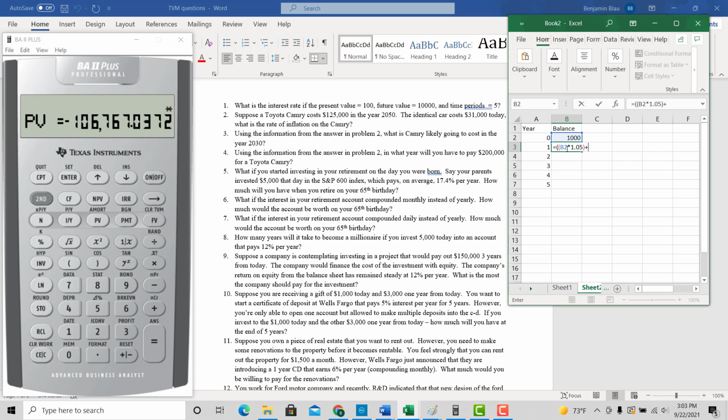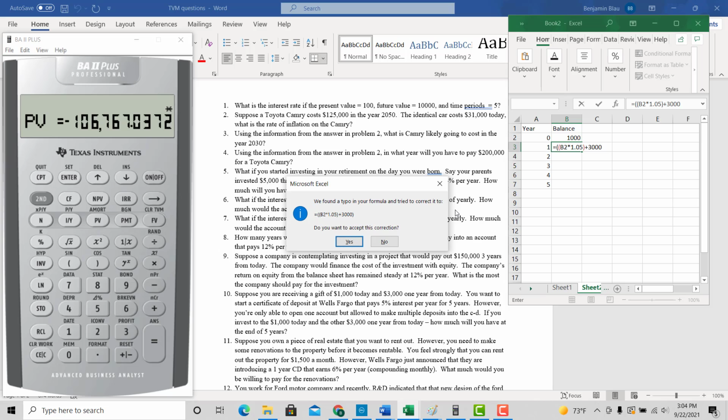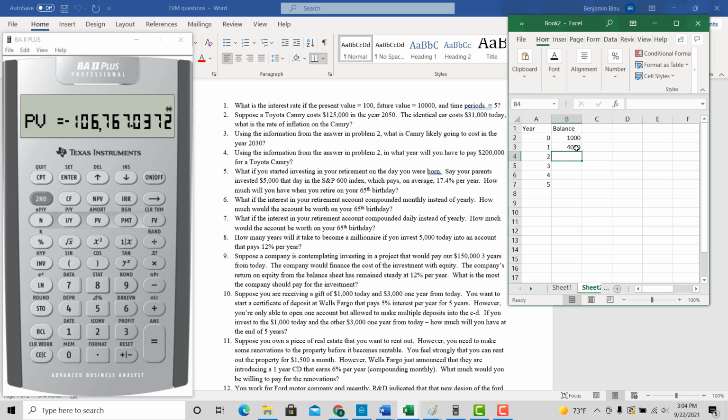But then what I'm going to do is add another $3,000. Right? Because it says if you invest the $1,000 today, that's going to grow at 5% for 1 year, and then you invest the other $3,000 1 year from today, how much will you have at the end of 5 years? So when I hit enter here, this is going to tell me what the balance is going to be. That balance is going to be $1,000 times 1.05, which is equal to $1,050, plus the $3,000 second investment that I'm making.